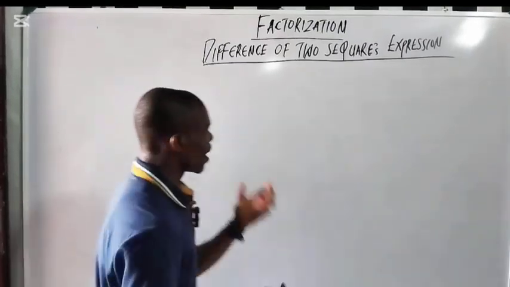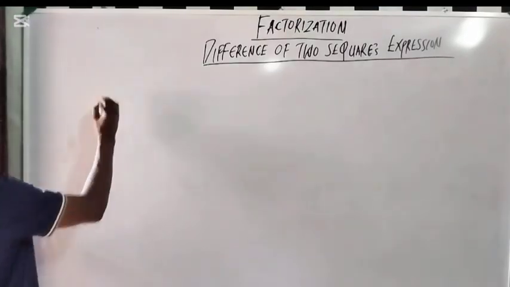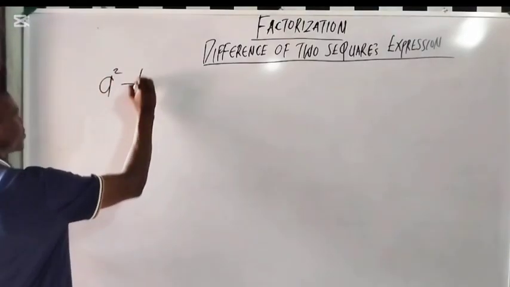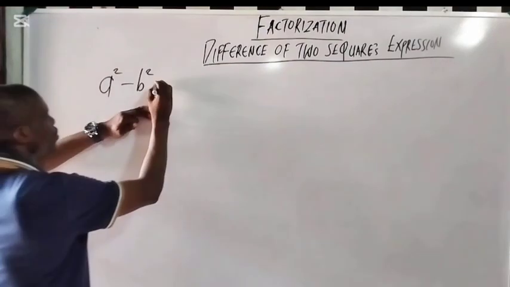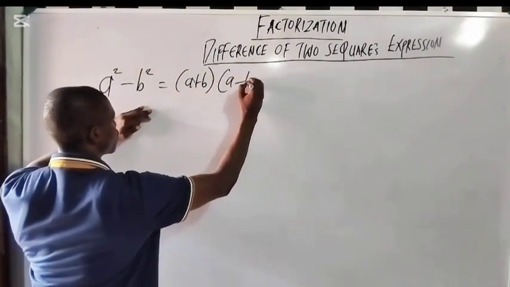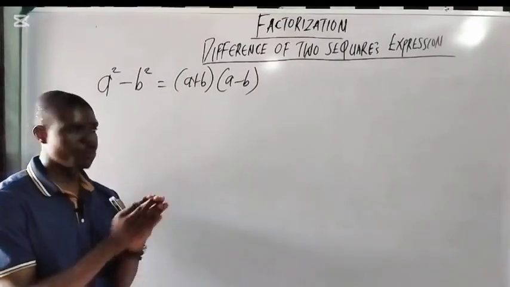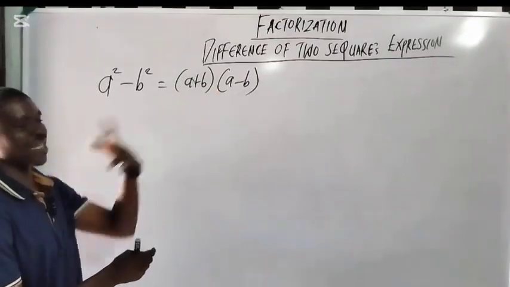Now when we talk about the difference of two squares, what do we mean? It simply means we have a square minus b square is equal to (a plus b)(a minus b). And we can actually prove this. So now let's see how we can prove it.